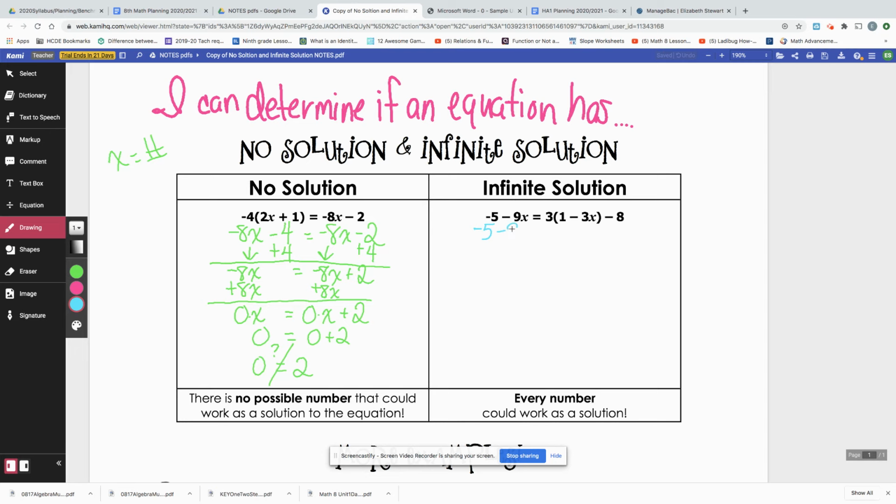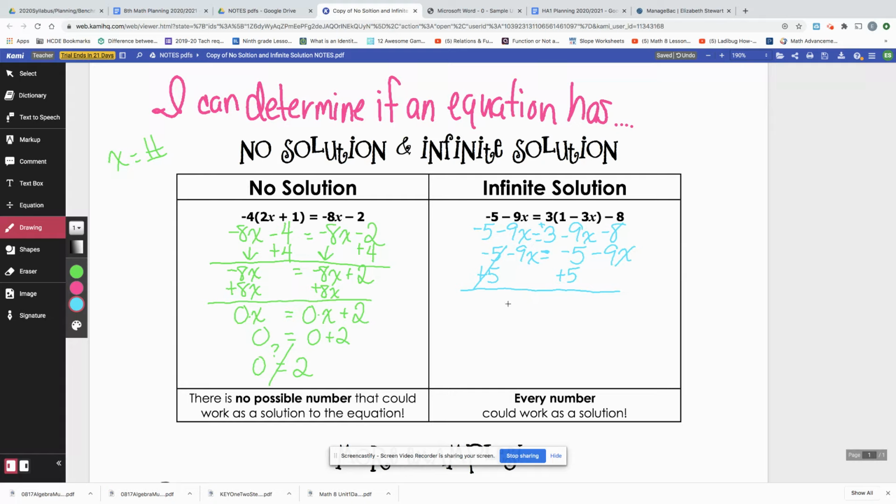We have -5 minus 9x. Distribute on the right, 3 minus 9x minus 8. On the left side, we're going to leave that alone. We're going to look at the right side. We have +3 and -8. We're going to combine those to be -5 minus 9x. Watch your signs there.